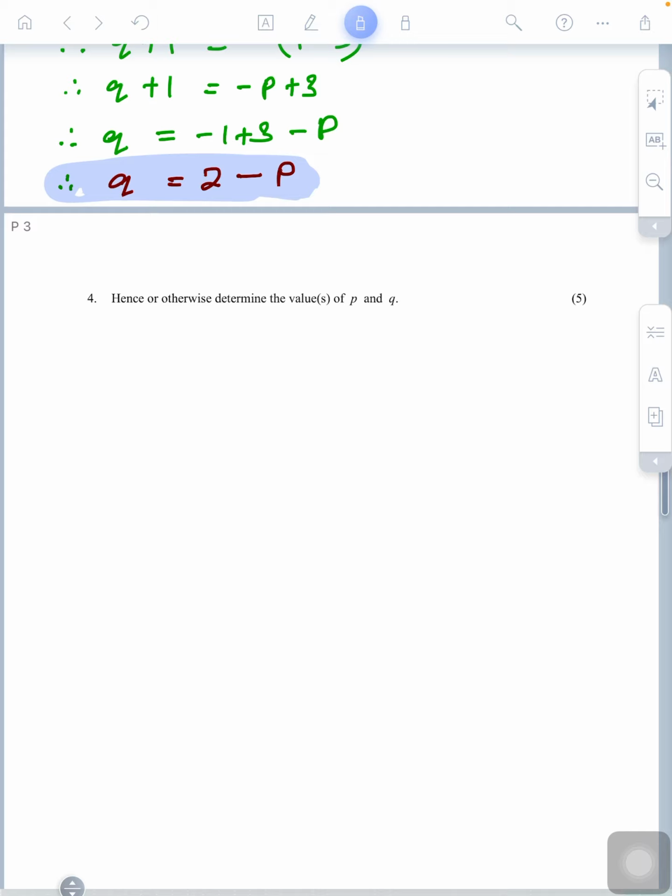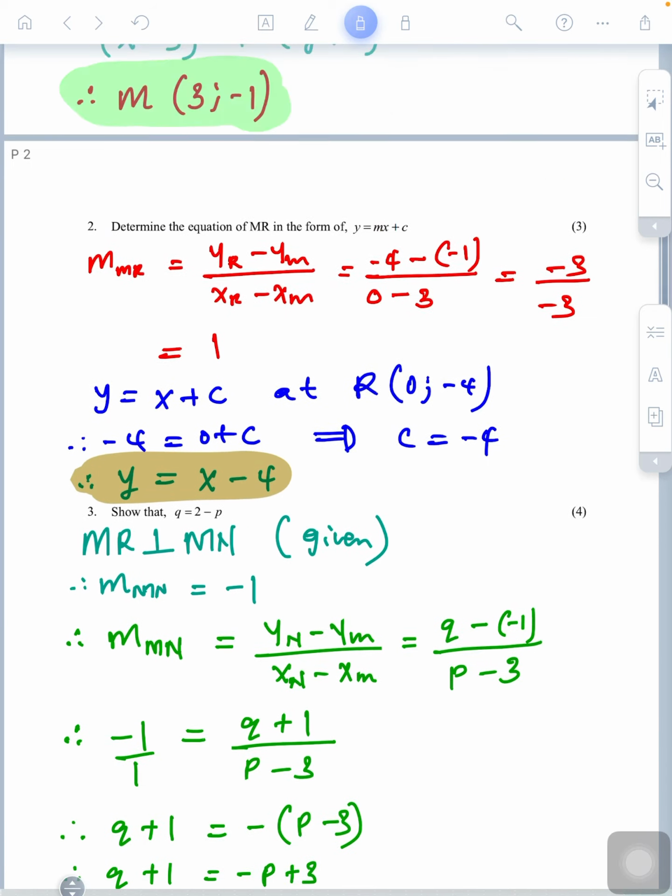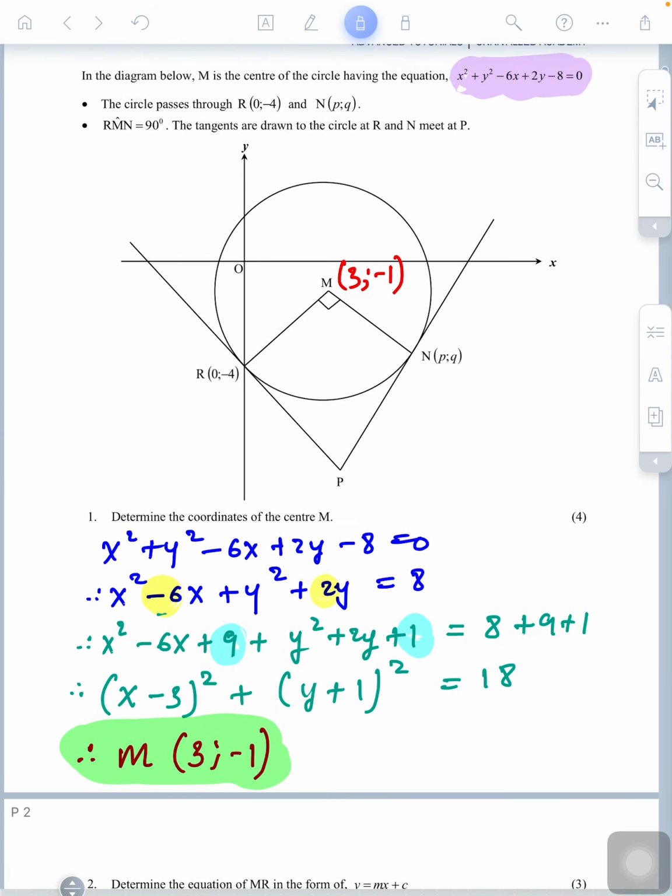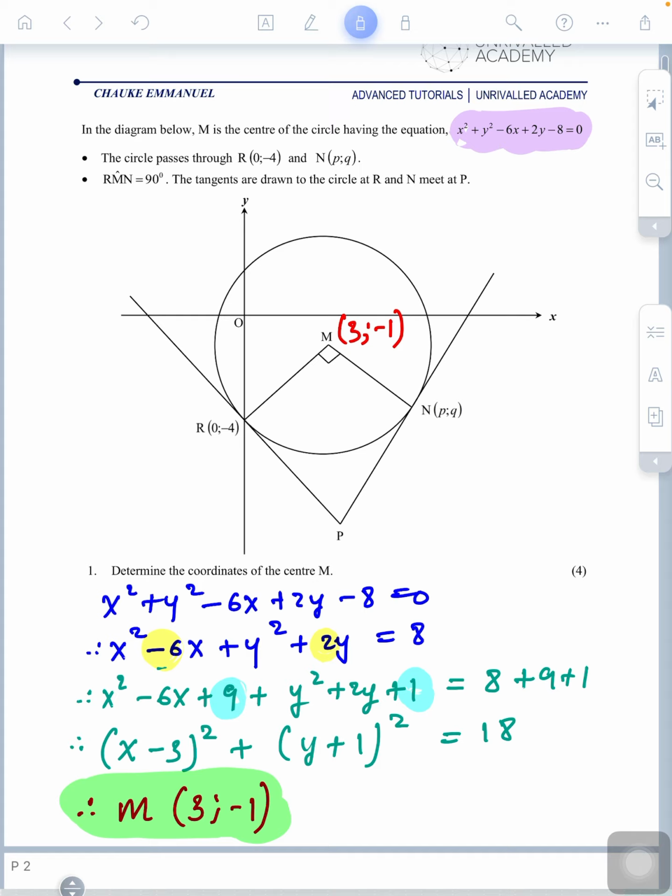Now we are saying that hence or otherwise determine the values or value of p and q. We have to solve the values of p and q. I'm going to look at where p and q are. The values of p and q belong to the point N. So in that, N passes through the circle. What I will then do is I'm going to take that point and substitute it into the circle and see what I get.